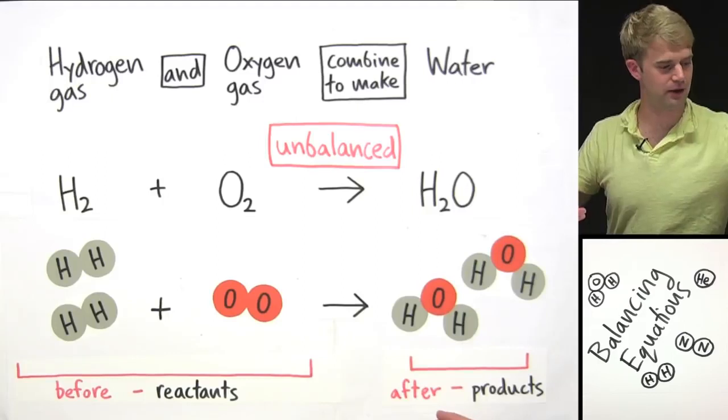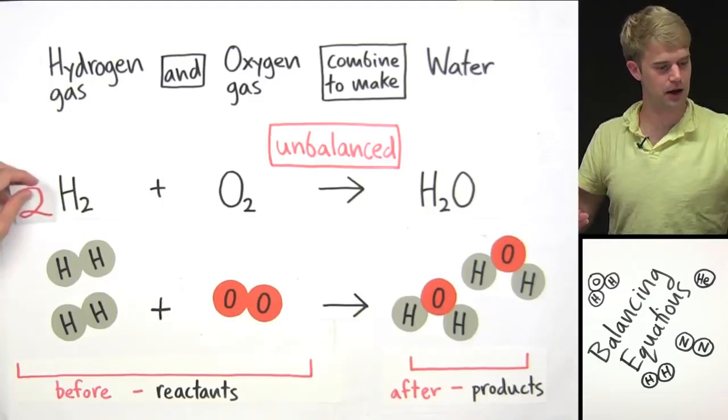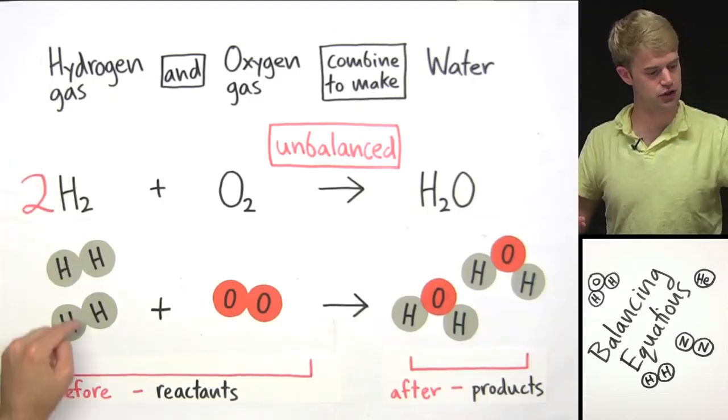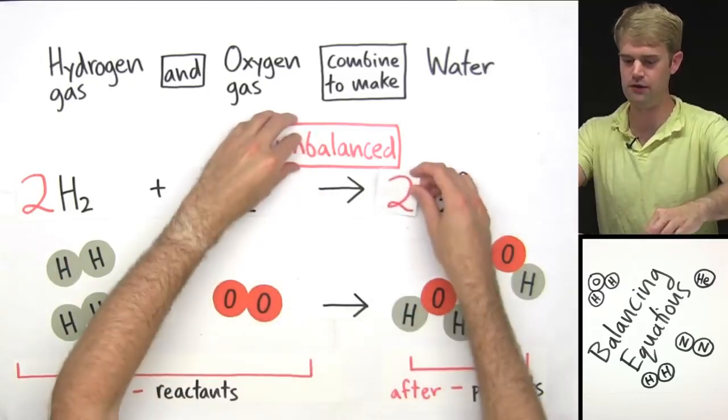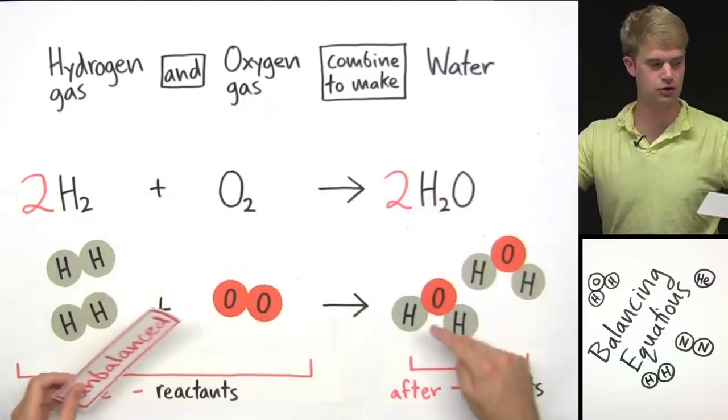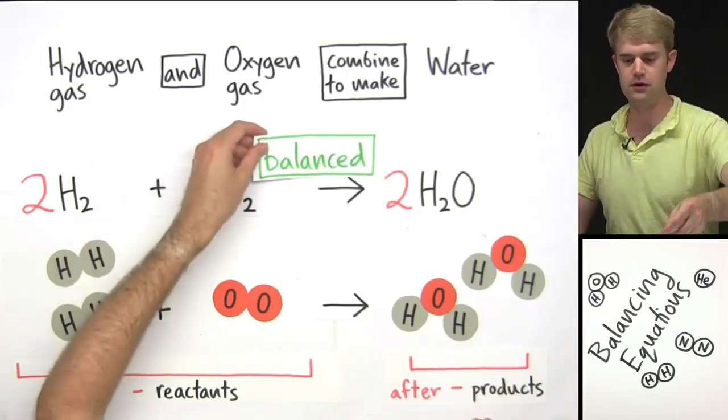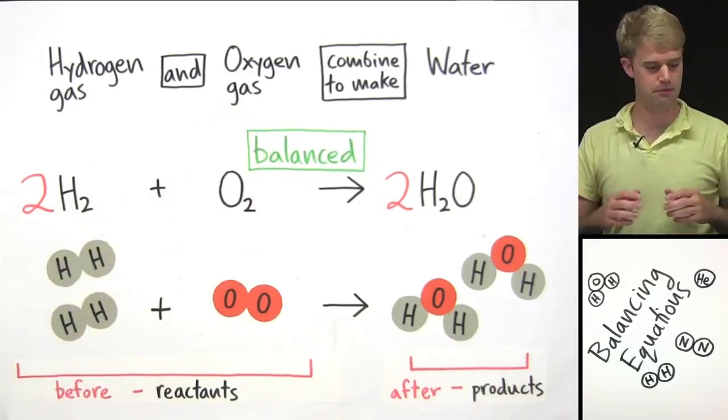In order to balance the chemical equation up here, I'm going to put a 2 in front of the H2 because I have 2 of those, and then I'm going to put a 2 in front of the H2O here because I have 2 H2Os, and now the equation is balanced.